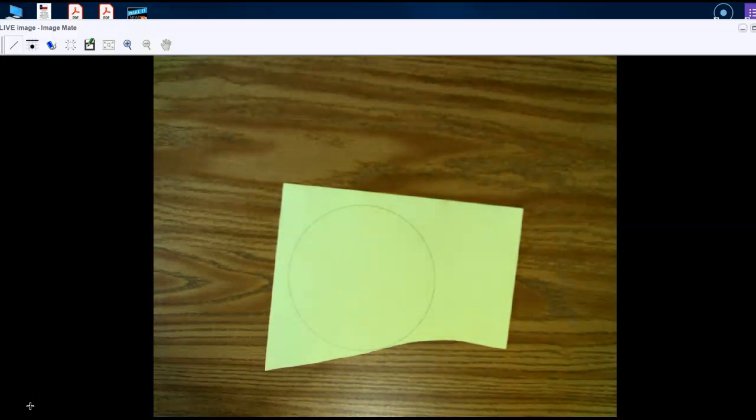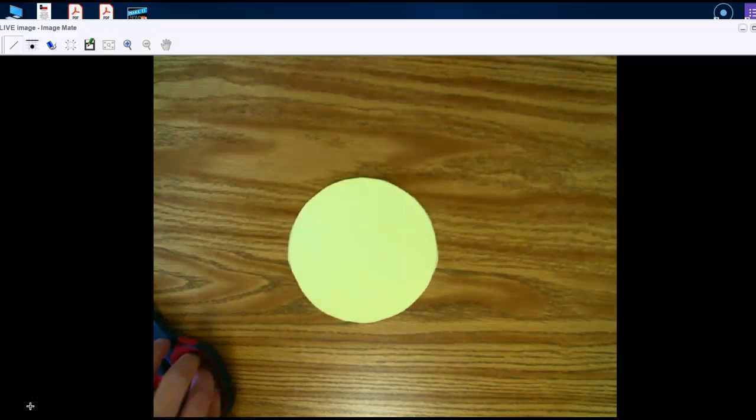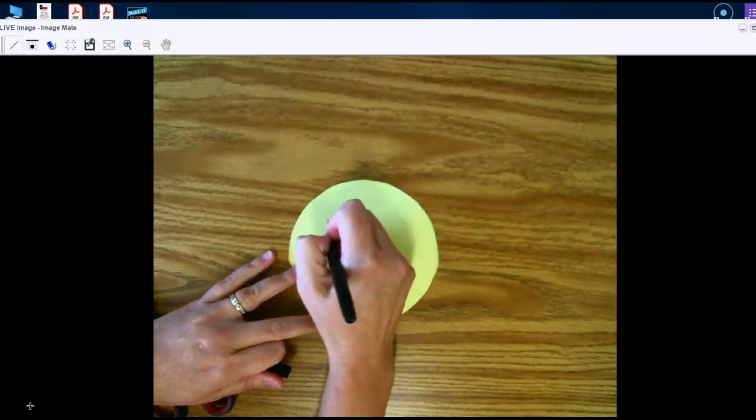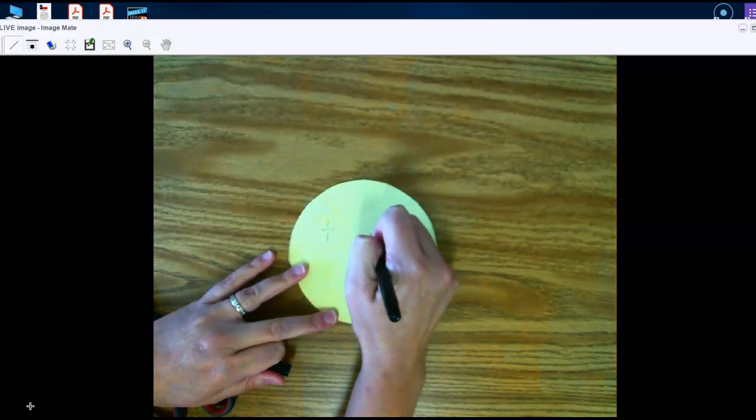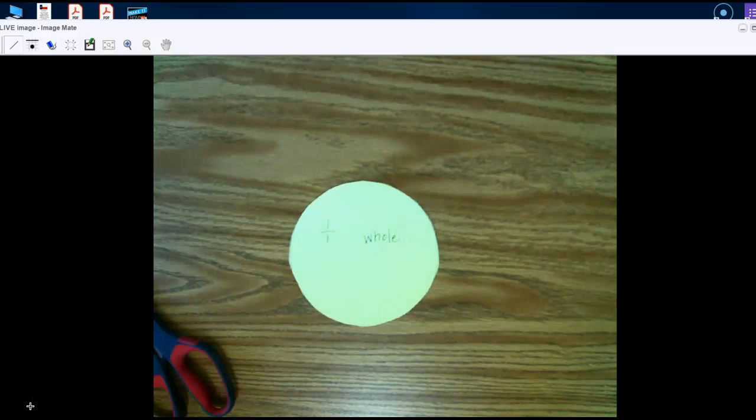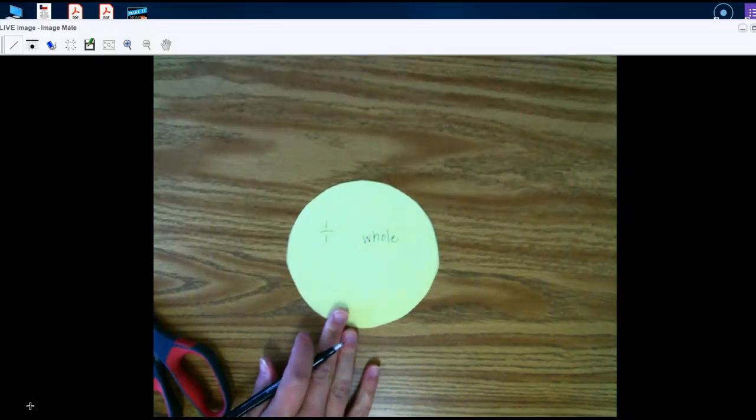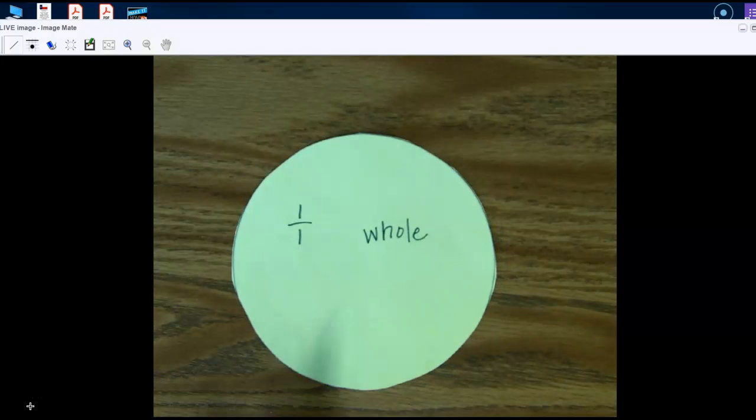Okay, so we're going to talk about how the parts change sizes the more parts you get. So this one is just one hole, so we're cutting it out. And we're going to do one part over one part, and we call this a hole. So go ahead and write that on yours.